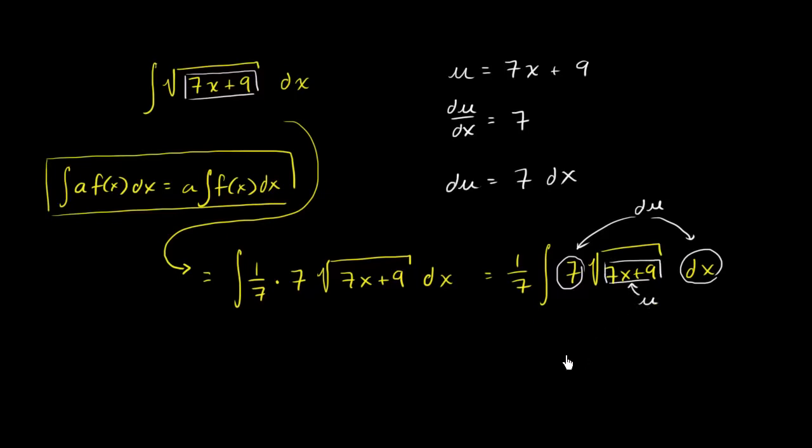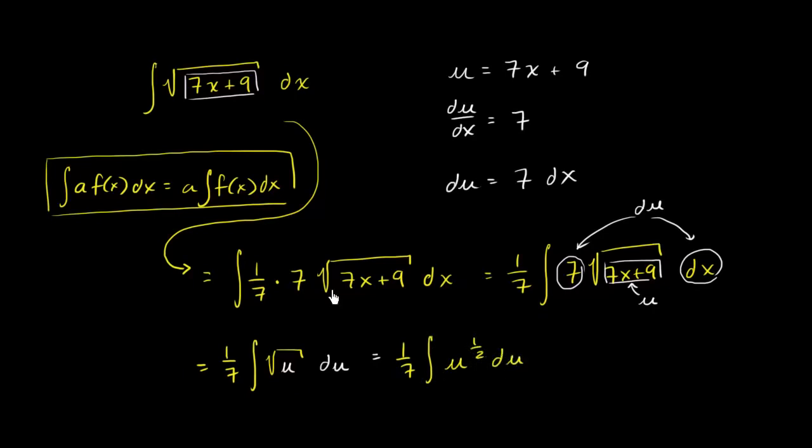So let's rewrite this indefinite integral in terms of u. It's going to be equal to 1/7 times the integral of, and I'll just take the 7 and put it in the back, the square root of u du. 7 times dx is du. And we can rewrite this if we want as u to the 1/2 power. It makes it a little bit easier for us to do the reverse power rule here. So we can rewrite this as 1/7 times the integral of u to the 1/2 power du.